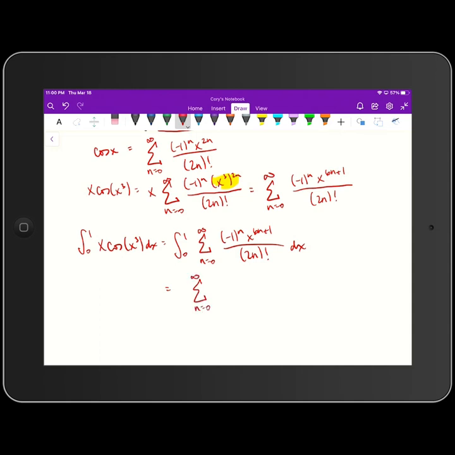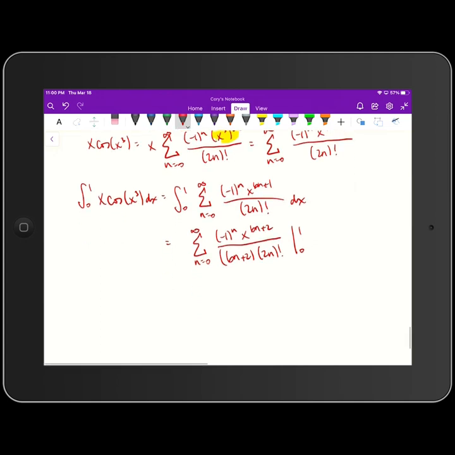We're not going to add a constant C here, because we are taking a definite integral. So when we integrate this summation formula, we're going to get -1 raised to the n power times x raised to the, we're going to add 1 to the exponent, so x raised to the 6n plus 2 power. And then on bottom, we are going to have 6n plus 2 times the quantity 2n factorial. And then we are going to evaluate that sum at 1 and at 0.